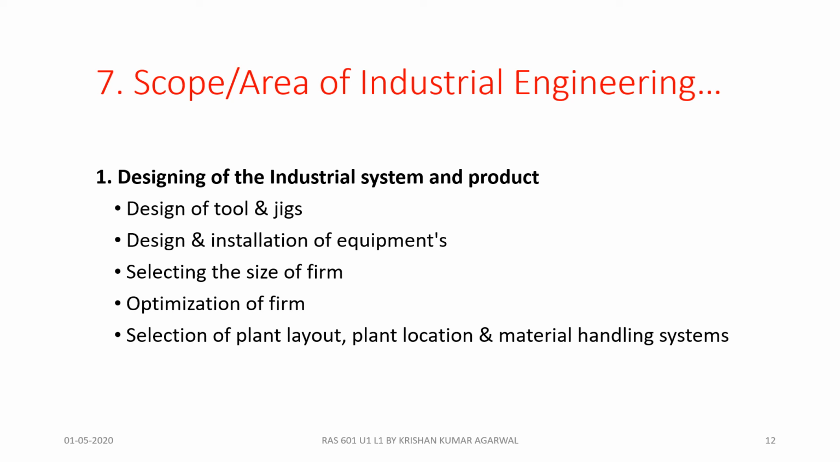Industrial engineering can be used in both areas, manufacturing as well as the service industry. In both industries, the industrial manager works to design industrial systems as well as products. He works as a designer who designs new tools as well as jigs. He is also responsible for the designing and installation of equipment, and for that he has to make a proper selection of the size of the firm as per the capacity or resources the firm has.